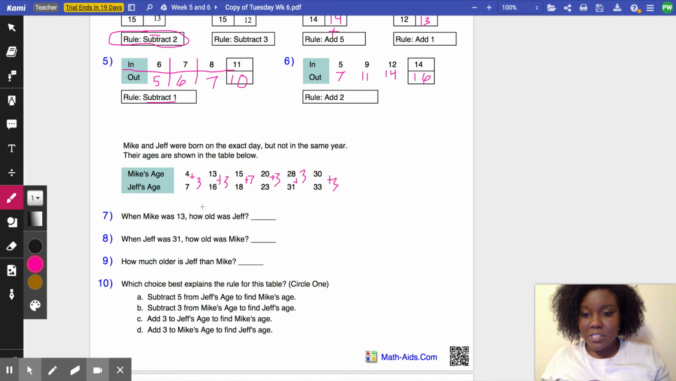So when Mike was 13, how old was Jeff? So Mike is 13. Jeff has to be 16 because it says so right here. When Jeff is 31, how old is Mike? So Jeff's 31, Mike is 28. How much older is Jeff than Mike? Well, if the rule is +3, he's got to be 3 years older.